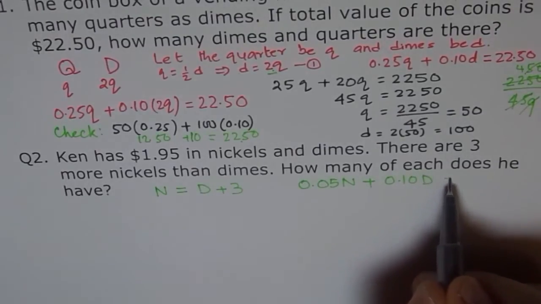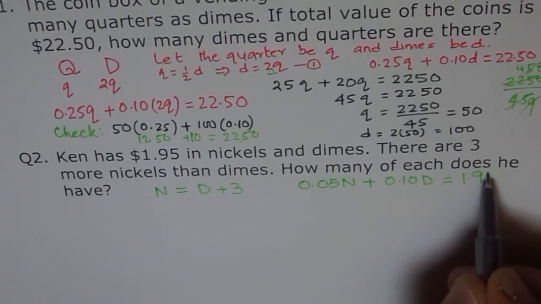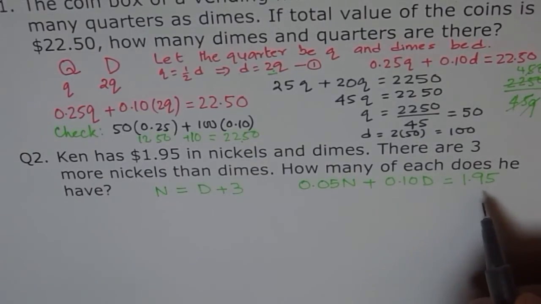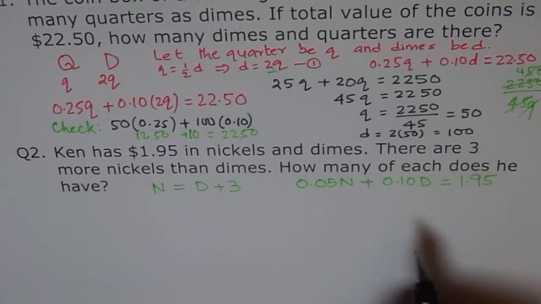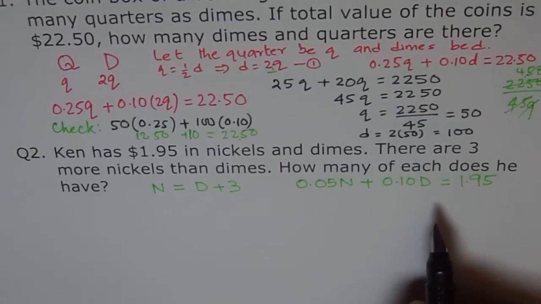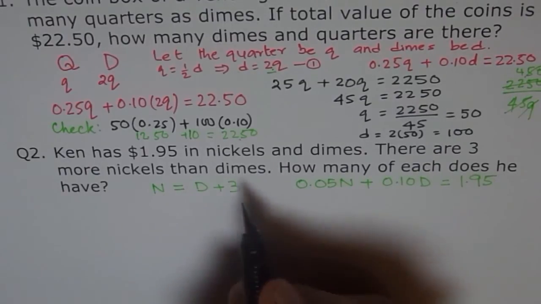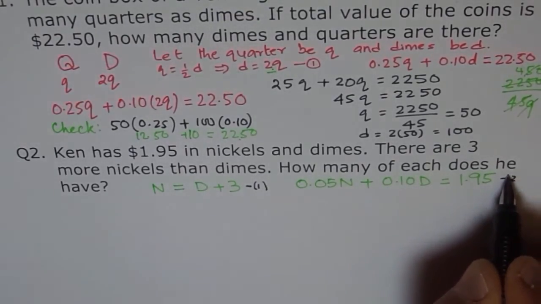0.10 dime is equal to 1.95. So that is my value of money which I have in nickels and dimes, and it is worth $1.95. Okay, I've given this in green, my first two equations. Now I will use these two equations to solve simultaneously and get my answer. So this is equation 1 and this is equation 2.